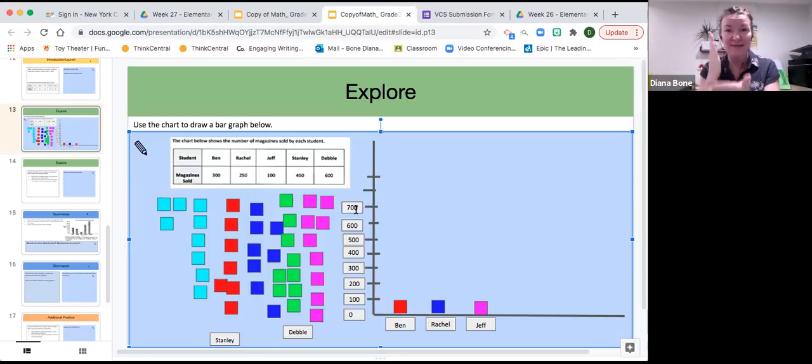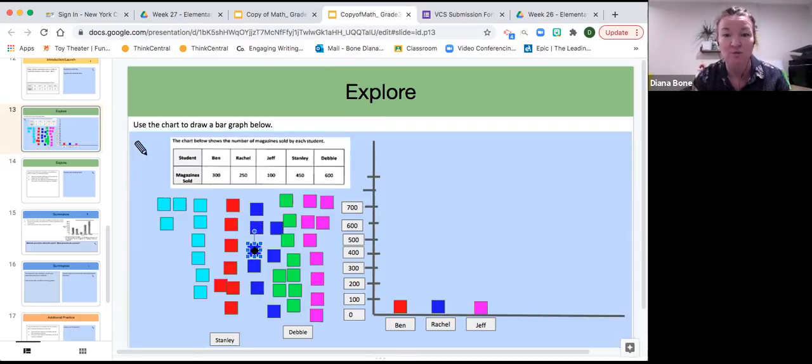Right smack dab in the middle of. Think about when you learned how to round and estimate, and you were always thinking about that number that was right in the middle of the 200s. So what number, 250, goes between what 200s? I knew it. I knew you knew it. 250 is right in between 200 and 300. It's right in the middle.